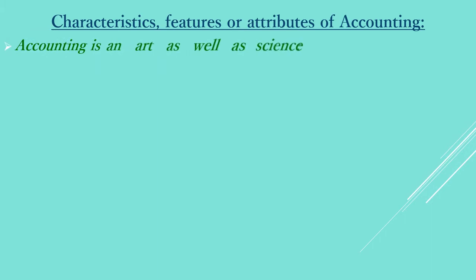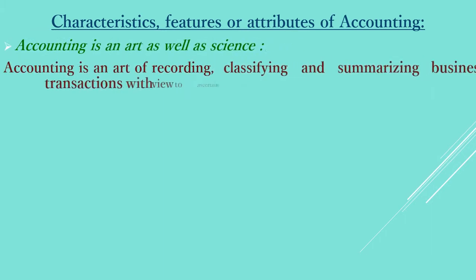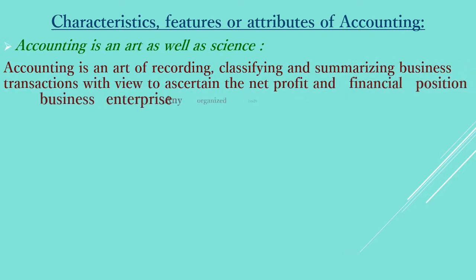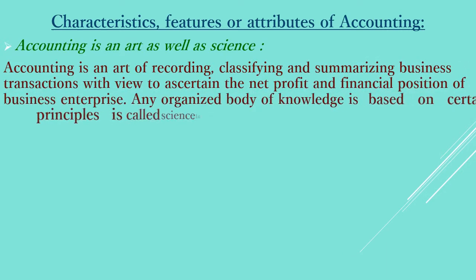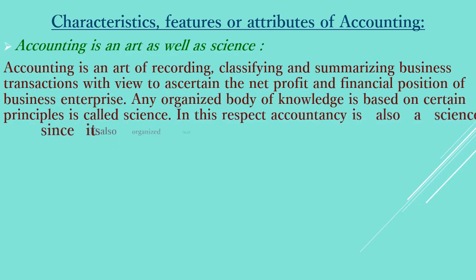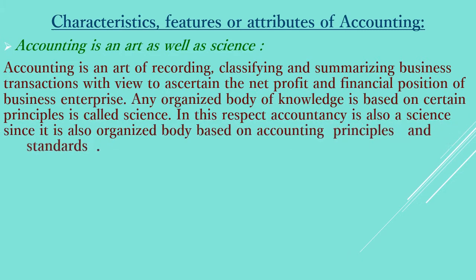Now let's look into the characteristics, features or attributes of accounting. Accounting is an art as well as science. Accounting is an art of recording, classifying and summarizing business transactions with a view to ascertain the net profit and financial position of the business enterprise. Any organized body of knowledge based on certain principles is called science. In this respect, accountancy is also a science since it is an organized body based on accounting principles and standards.